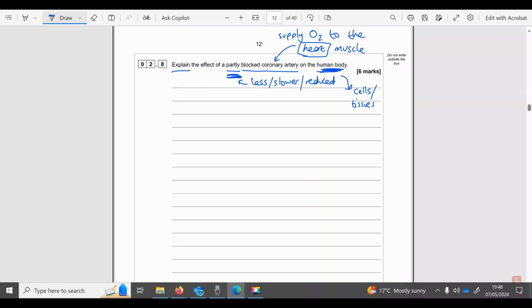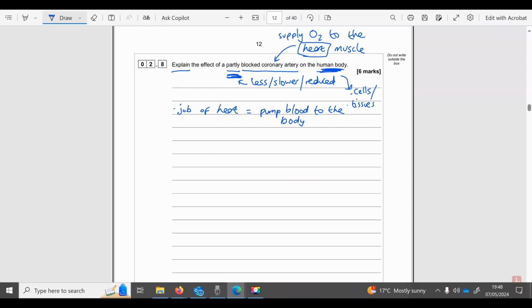Well, reminding ourselves about the job of the heart again is to pump blood to the rest of the body. So if we want to pump blood to the rest of the body, that means that we want to supply oxygen to these cells, to these tissues. Why would we want to do that? It's for respiration. So let's just jot down job of heart, to pump blood to the body.